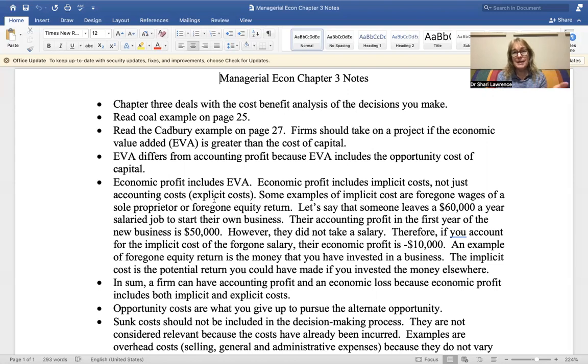So they're really not making $30,000 in profit. They're actually losing $30,000 in profit. And that's what we're talking about with economic profit. They're showing an accounting profit of $30,000, but when you factor in the implicit cost of the foregone salary of $60,000, they actually have an economic loss of negative $30,000, a loss of $30,000.